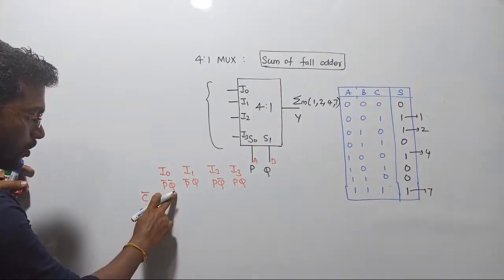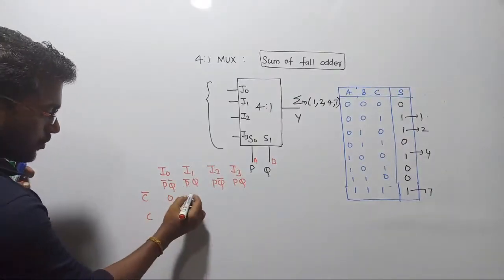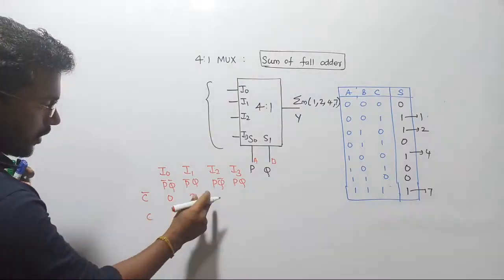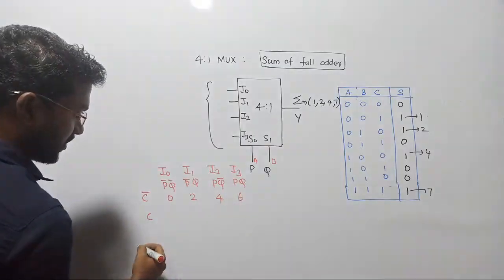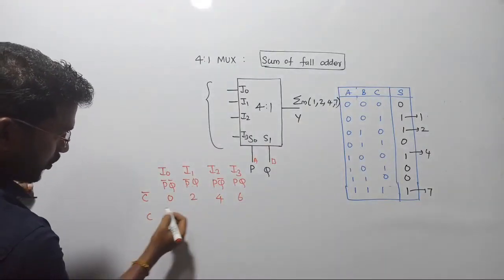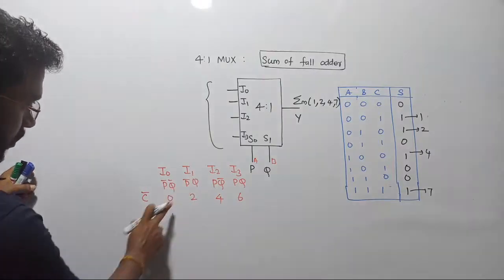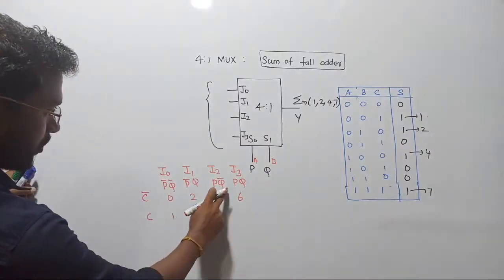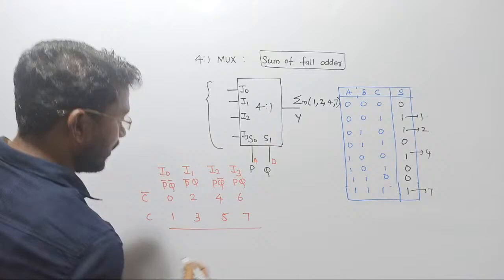Yes. So 0, 0, 0 we are going to get 0. 0, 1, 0, am I correct? That is 2. Then 1, 0, 0, that is going to be 4. Then 1, 1, 0, that is going to be 6. Then 0, 0, 1, that is 1. 0, 1, 1, that is 3. 1, 0, 1, that is 5. 1, 1, 1, that is 7, right? So let's assign the values here, right?